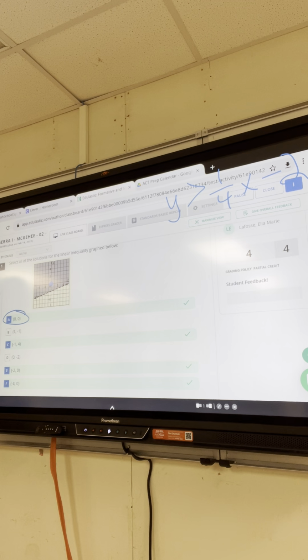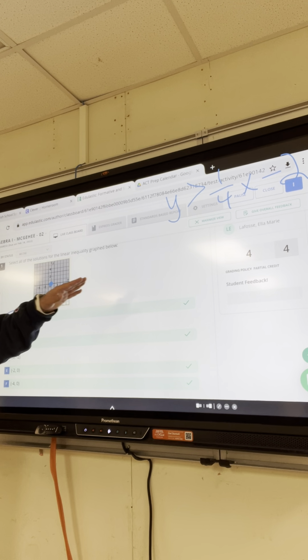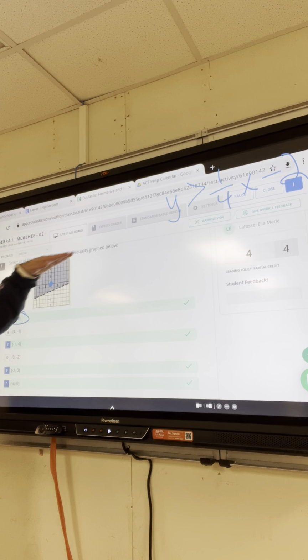Here's a question. If our solution is on the dashed line, is it a solution? No. No, it's not. Because we're only concerned, solution-wise, what is above that dashed line.